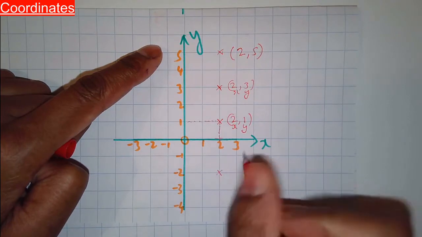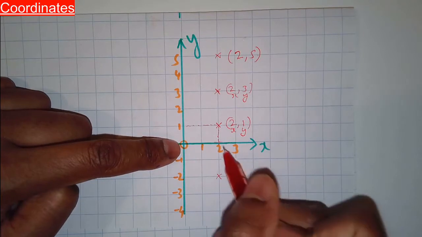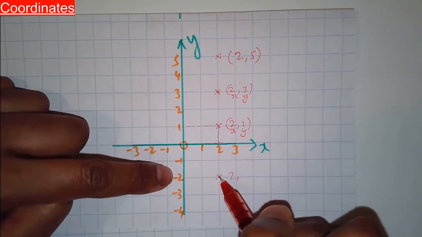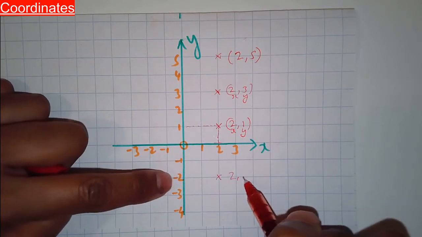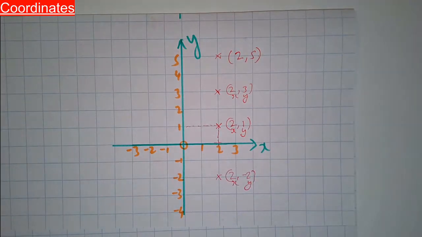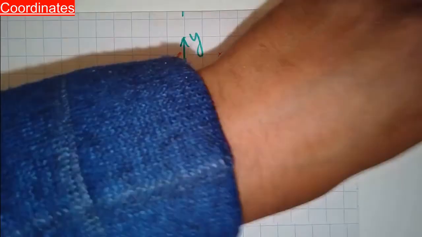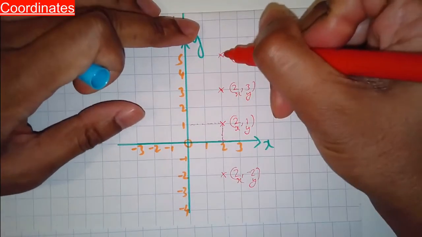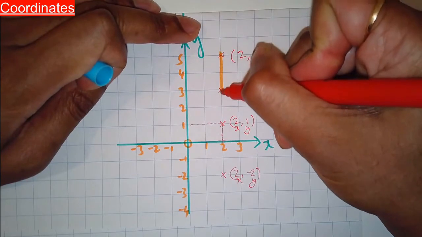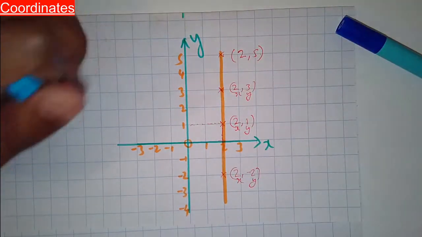What about this one here? To get from here to here, that's 2 along the corridor, and then 1, 2 down the stair, that's -2. That's your x value, that's your y value. Now, if I was to join them up, all those crosses, I've joined all these coordinates, it makes a straight line.